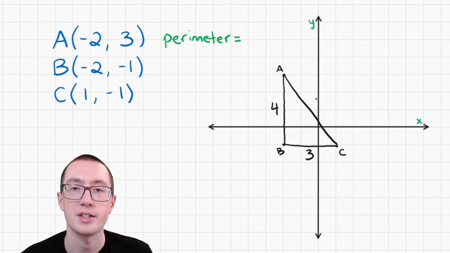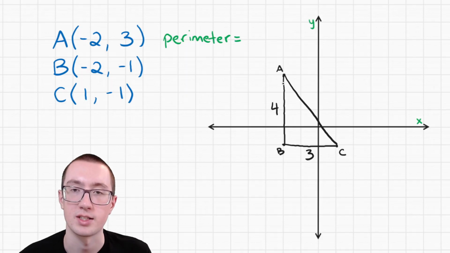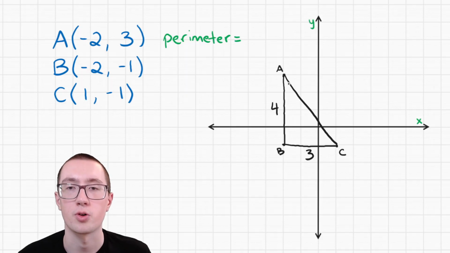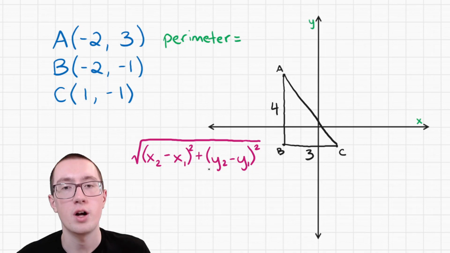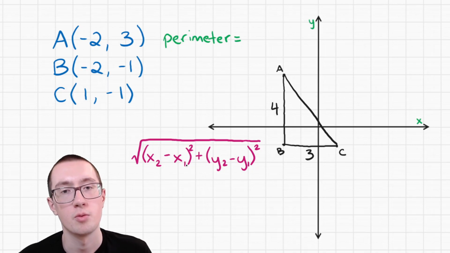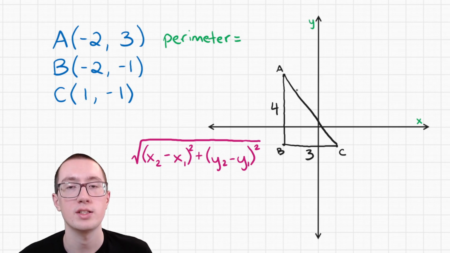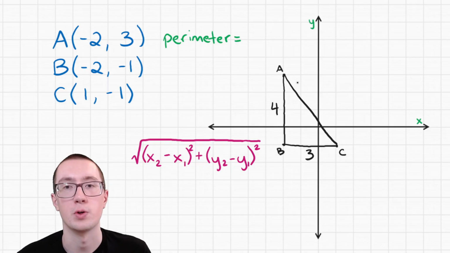But this diagonal side here is a little bit more complicated because we can't just count boxes for this one because it's diagonal. So to do this, we're going to use the distance formula. Now, if you're not too familiar with the distance formula, I do have a full video on it if you want to watch that. But basically, we're going to plug in the x and y of each of these points and figure out the distance from A to C.